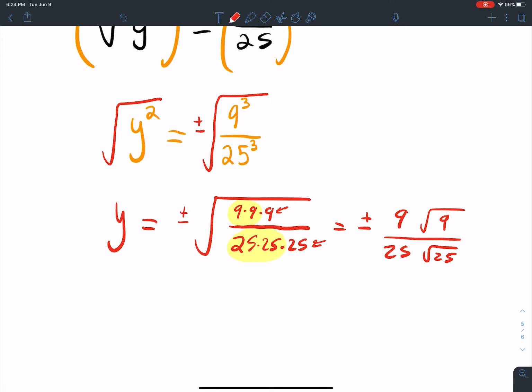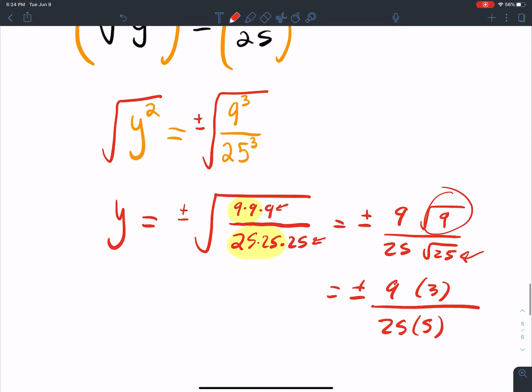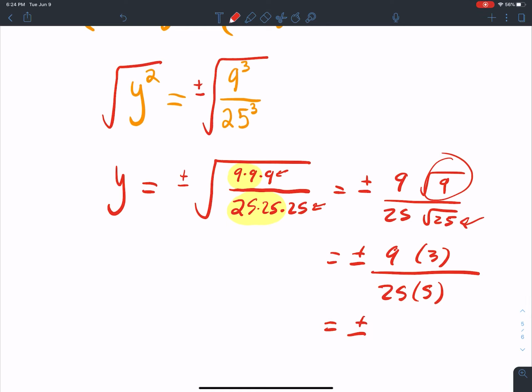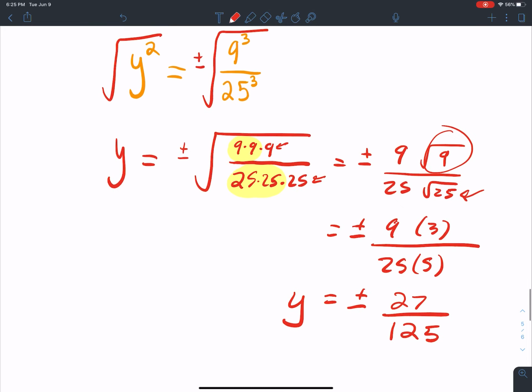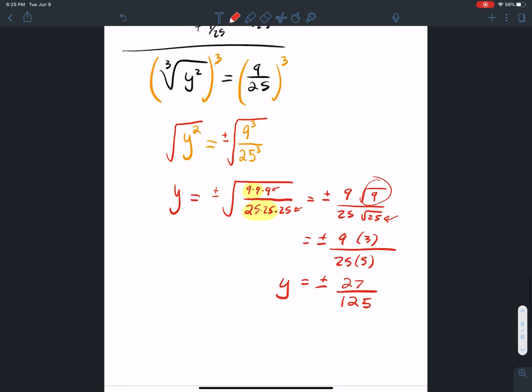So what is the square root of 9? The square root of 9 is 3. And what is the square root of 25? The square root of 25 is 5. So now I can multiply. That's plus minus 27 over 125. So y is equal to plus minus 27 over 125. Now to check this, you can plug this back into your equation.